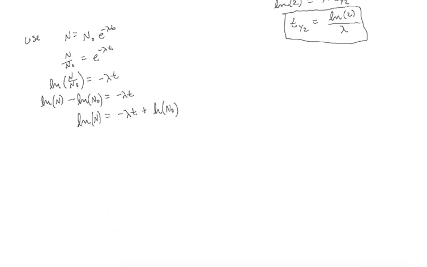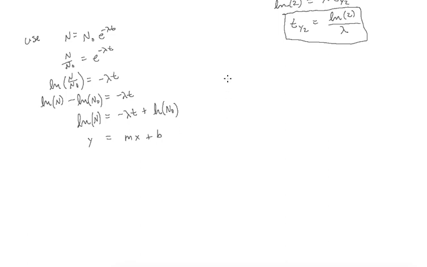And this is essentially now in y equals mx plus b form. y would be natural log of n, m would be negative lambda, t would be x, and b would be natural log of n naught, because the natural log of the original amount of your substance is of course a constant. And again, you could have started with activity, so you could replace all the n's with a's, and you'll get something very similar.